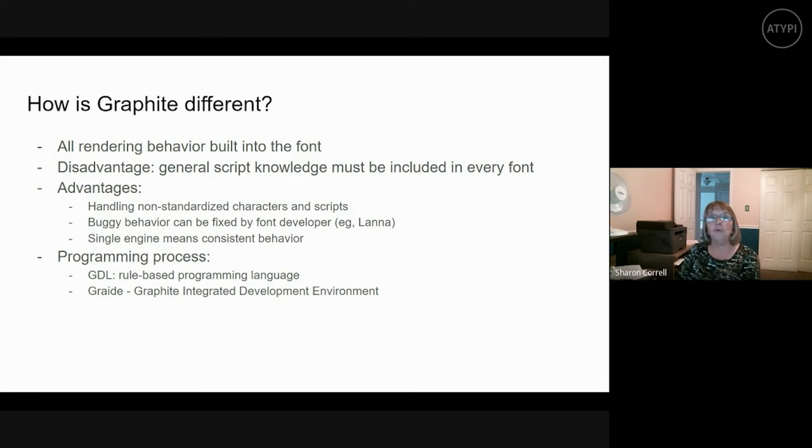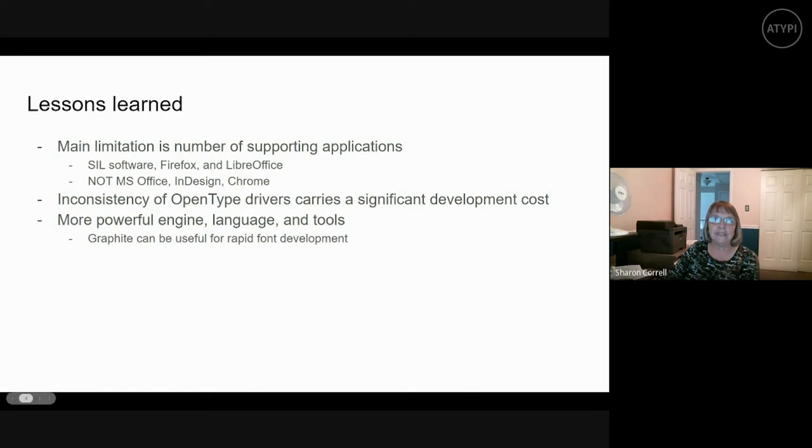The main disadvantage of Graphite is the limited application support. It is available in SIL's own linguistic and publishing tools, and also Firefox and LibreOffice and things based on HarfBuzz. But there's no support in popular software like MS Office or Word, InDesign, or Chrome. We've also seen that the inconsistency of the OpenType engines has a real development cost, and so Graphite's single engine approach is a big benefit. Also, even for situations where OpenType is adequate, Graphite can be useful for initial development due to the power of the language and the tools.